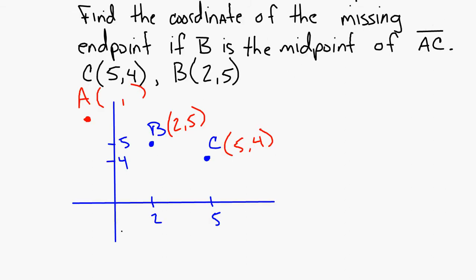What happens to these X values from the end to the middle? They go down. From 5 to 2, what does it do? Goes down, right? How many? 3. So how many do you have to go down to get to the other end? 3. So what's down 3 from 2? Negative 1.